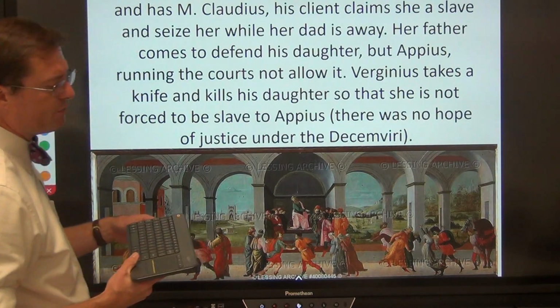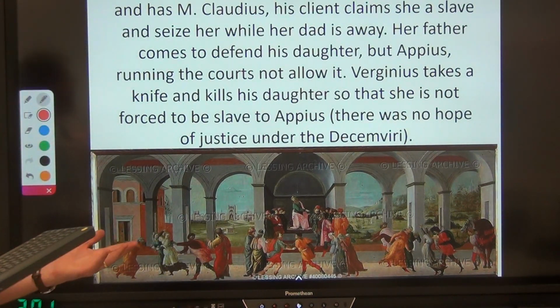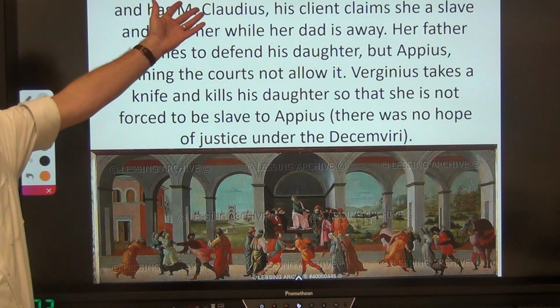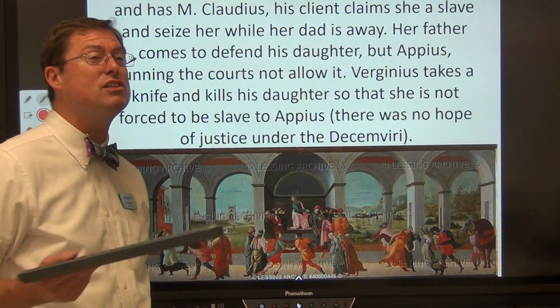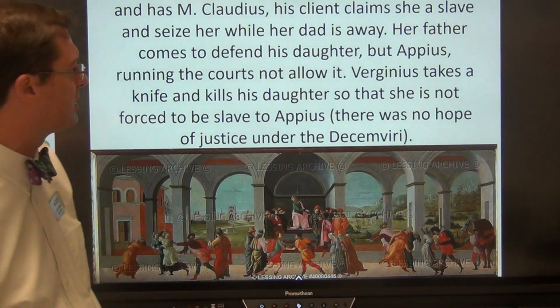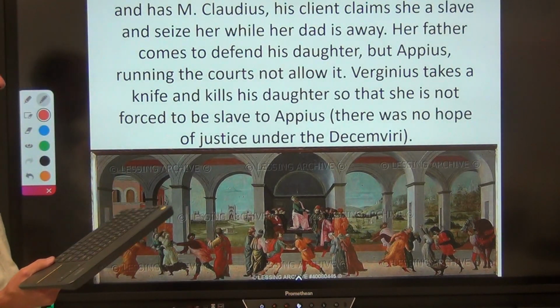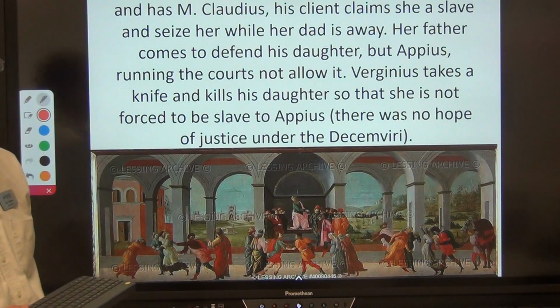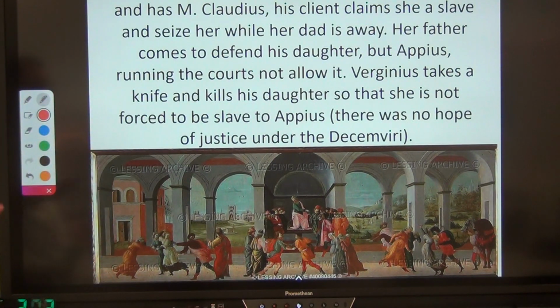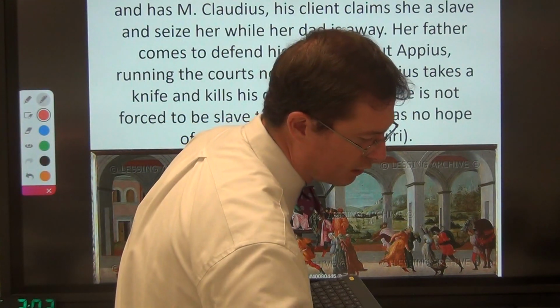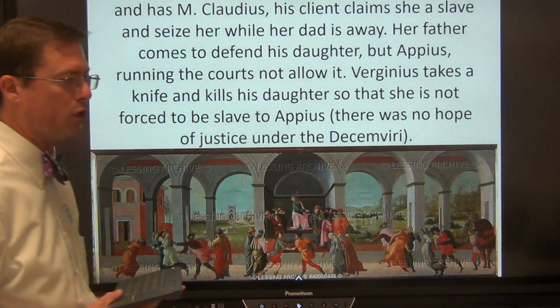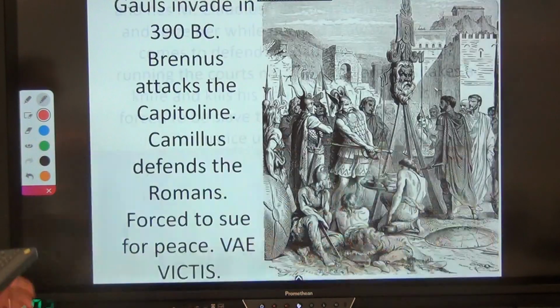And so, after a sham trial in which all the decemvirs, of course, side with their fellow decemvir, Verginius takes a knife and kills his daughter so that she is not forced into a life of slavery to evil Appius, and then, of course, kills himself as well. The outrage was overwhelming, and so, knowing that there was no hope of real justice under the decemviri, it is decided that they should return to the ways of the res publica.